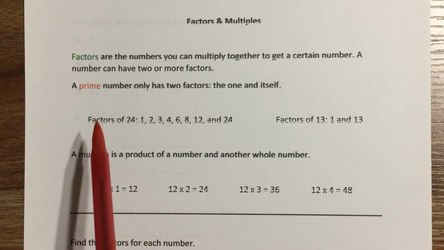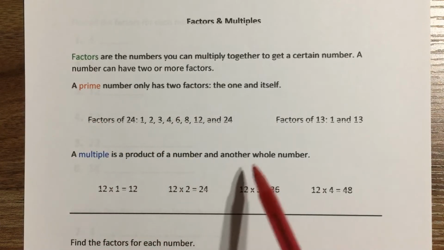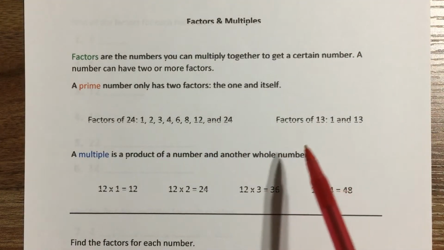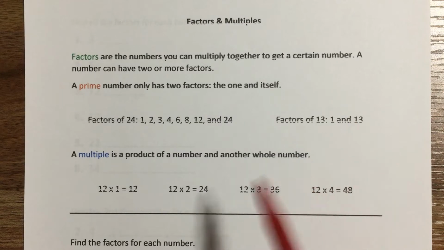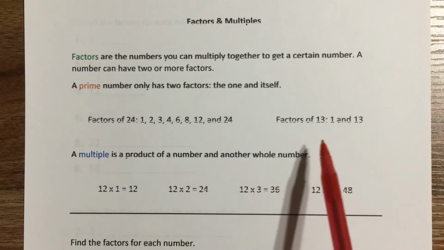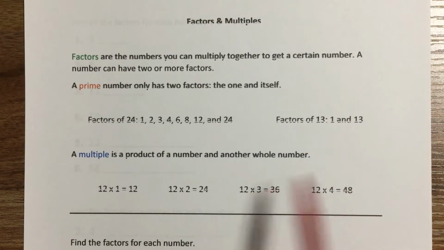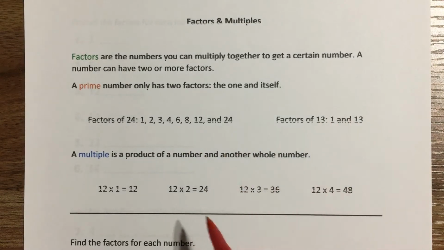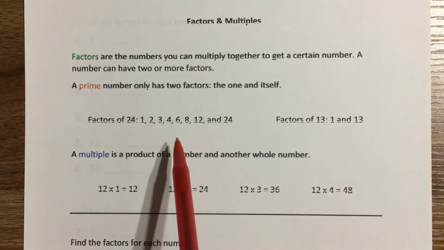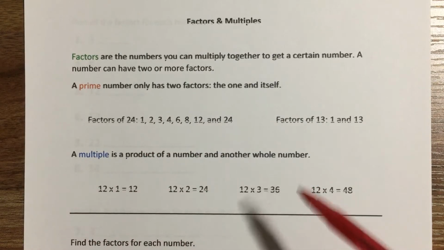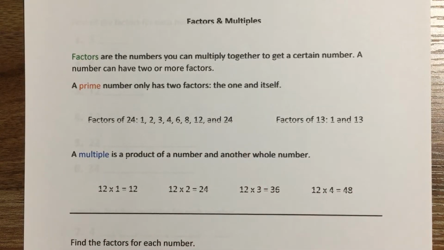A prime number is a special number that only has two factors, only two. So take 13, for example. It only has two factors, two whole numbers you can multiply together to get 13: 1 and 13. 1 times 13, that is it. Those are the only two whole numbers you can multiply together to get 13. Very, very different from 24. So those are factors, numbers that you can multiply together to get a certain bigger number.